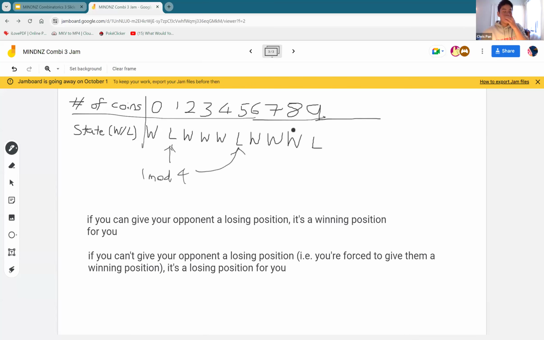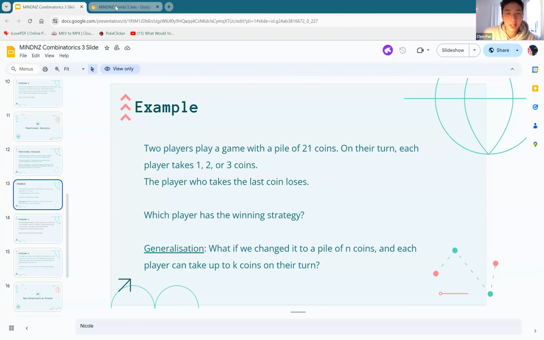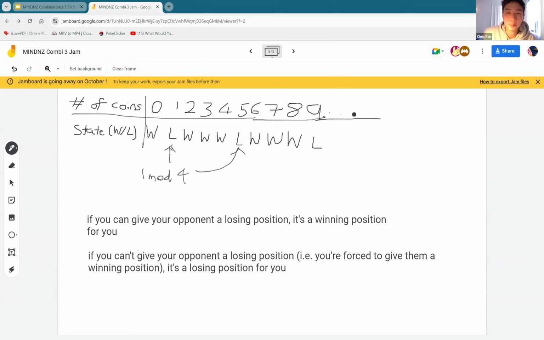And maybe you notice that for one mod four, it's a losing position, right? 1, 5, 9. And if you look at our original question, it starts with 21 points. So 21 is one mod four. So 21 starts with a loss, which means that when the first player is presented with 21 coins and it's their turn to move, it's actually a loss for them.